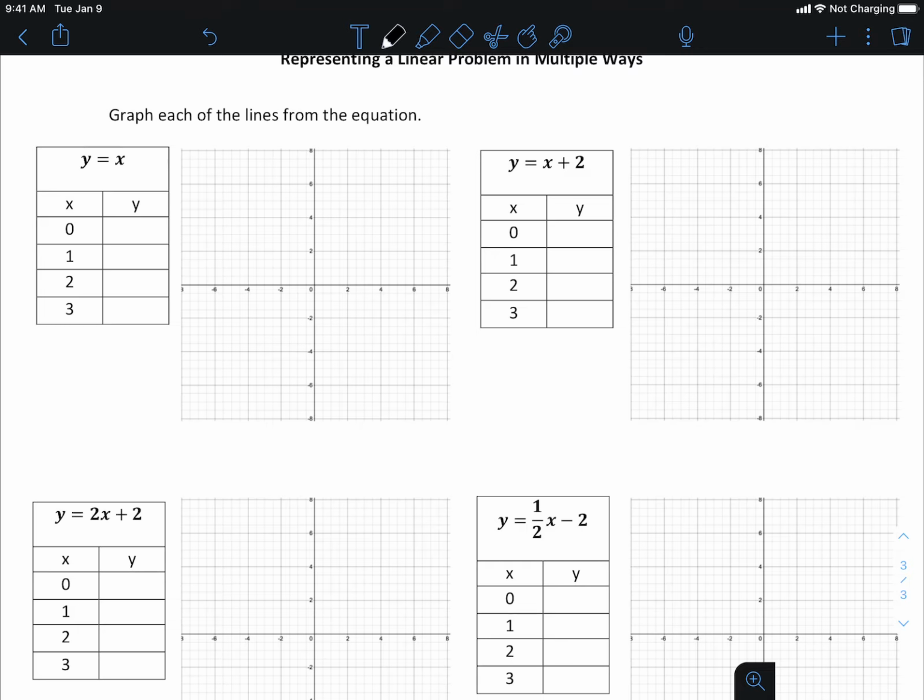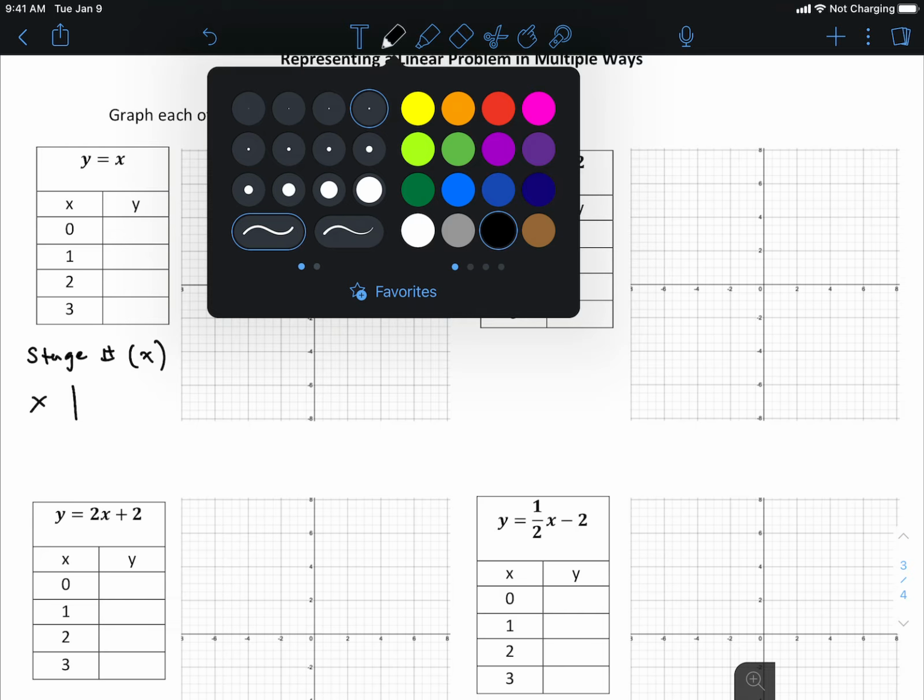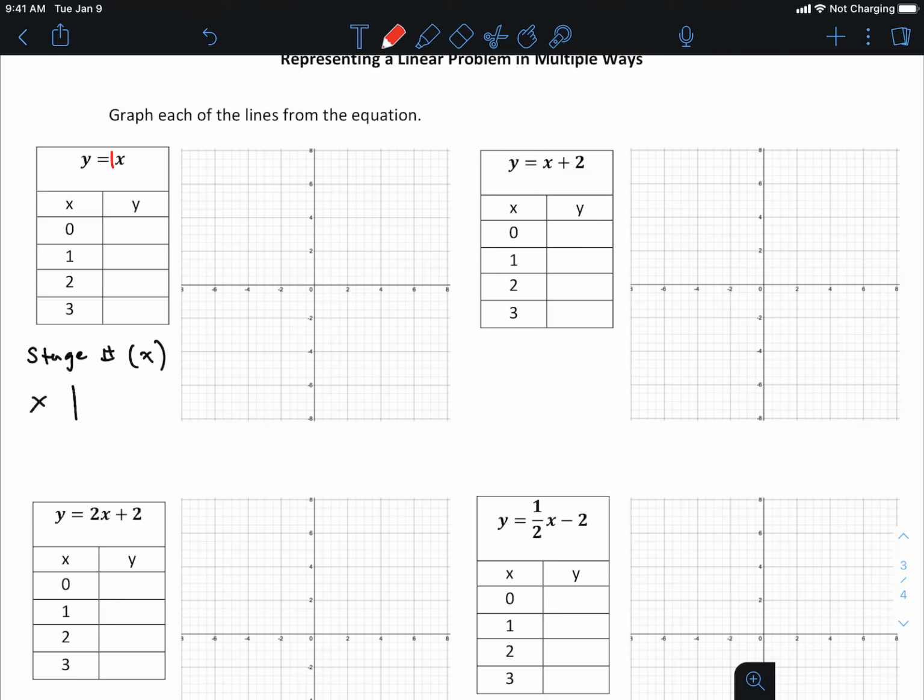In words, we could say stage number, right? Remember that was X, remember that? And then times 1. That's what this rule is saying, because there's an imaginary 1 out front. It's just not written. Does that make sense?